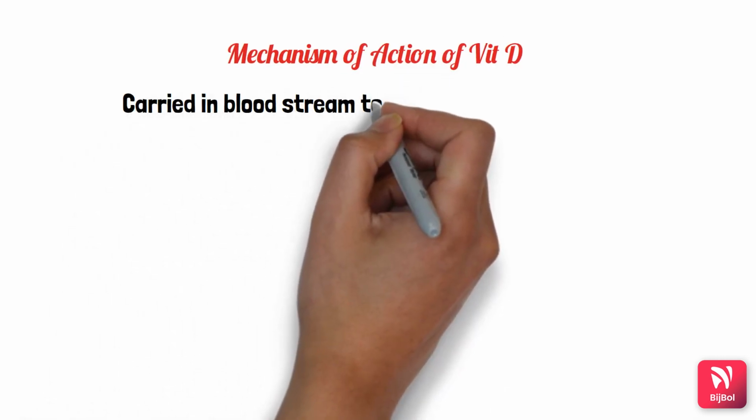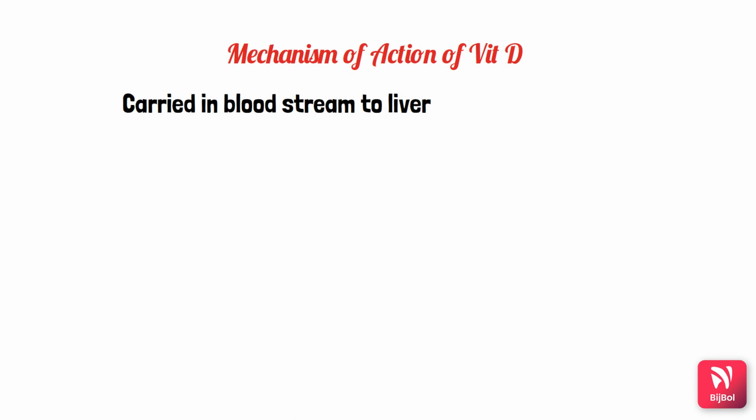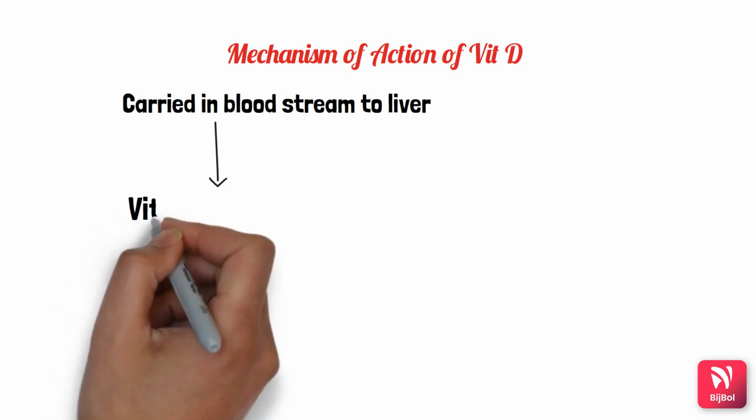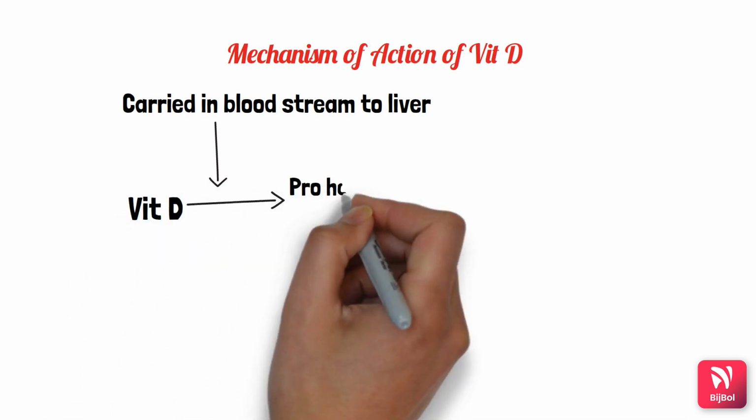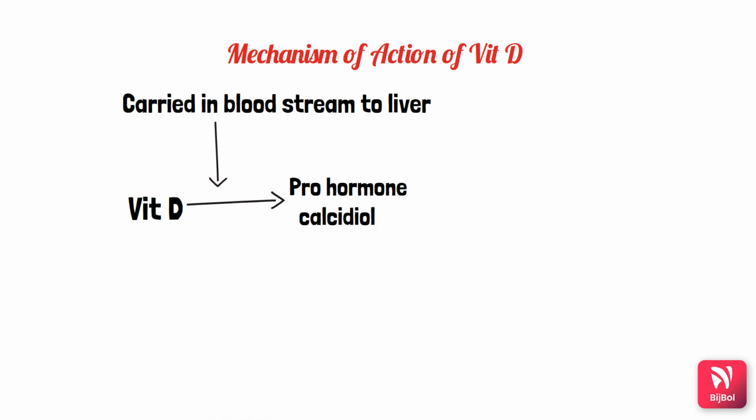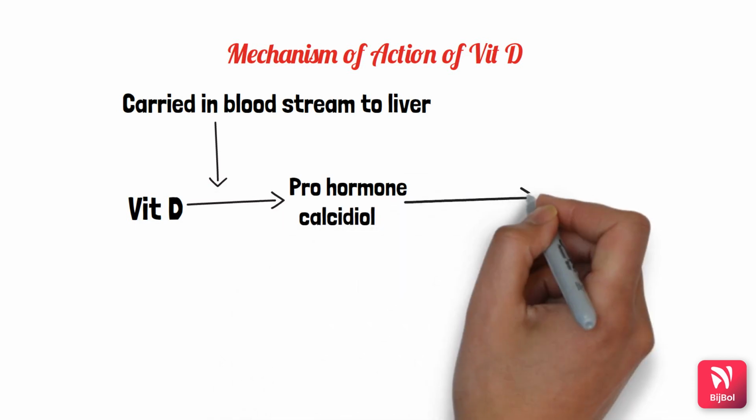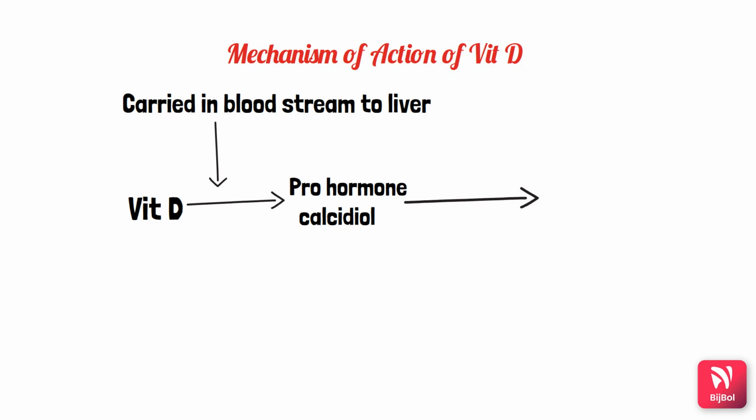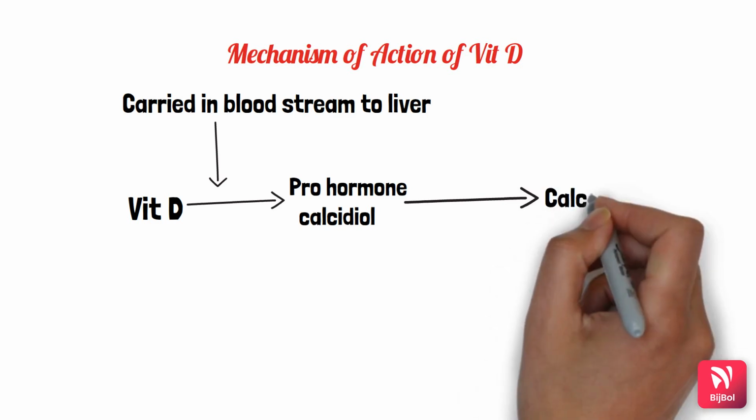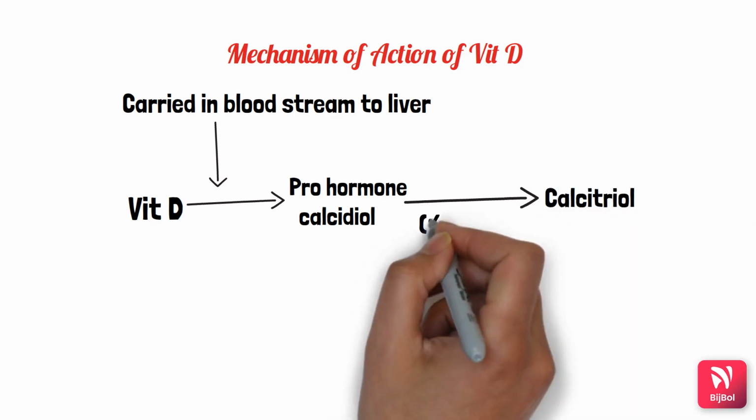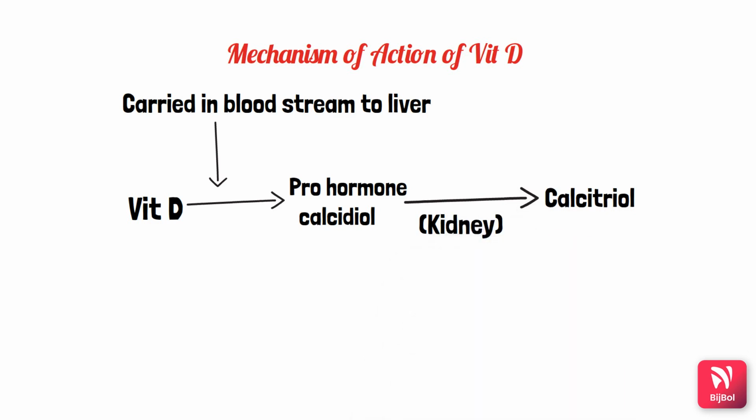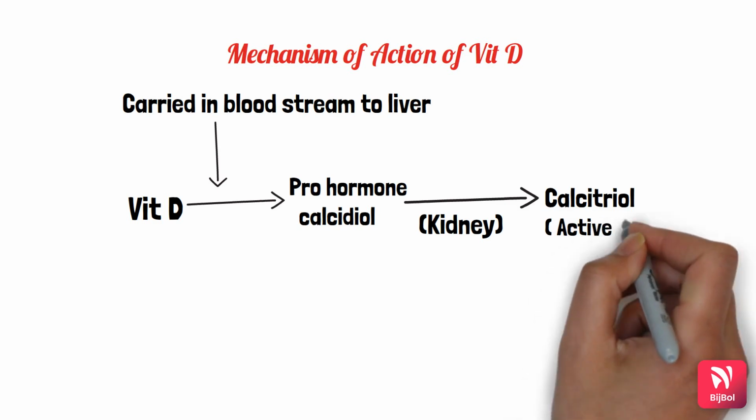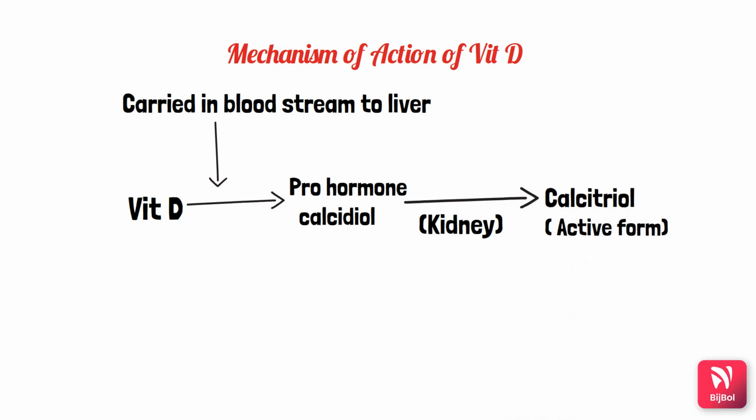Firstly, the vitamin D is carried in the bloodstream to the liver. After the vitamin D is carried to the liver, it gets transformed. So vitamin D is getting transformed to the prohormone calcidiol. So this calcidiol is the inactive form. This is forming in the liver. So this calcidiol gets converted to the calcitriol. So this conversion is happening in the kidney. From the liver it is going to the kidney and forming the calcitriol, that is active form.